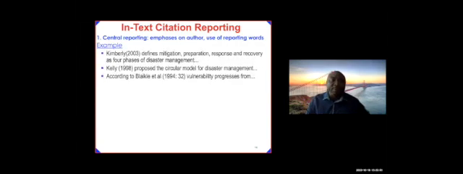You have central reporting, where in this instance the emphasis is on the author, and there's a use of reporting words. For example, you see Kimberley 2003 defines mitigation, preparedness, response and recovery as 4 phases of disaster management. Actually, if you are studying the disaster management cycle and you are looking at the origin of the cycle, you realize that Kimberley made an enormous contribution to that. So if you want to focus on the author, then you start with the name. These are 3 examples. According to Blakey, 1994, vulnerability progresses from root causes to dynamic pressures, and interacts with a natural hazard to form a disaster.